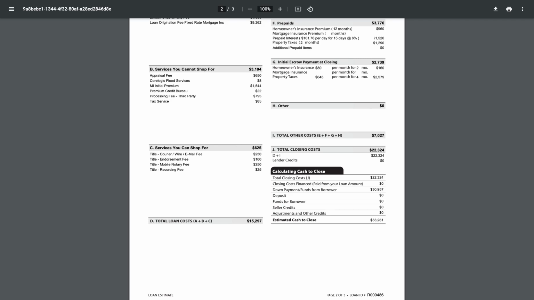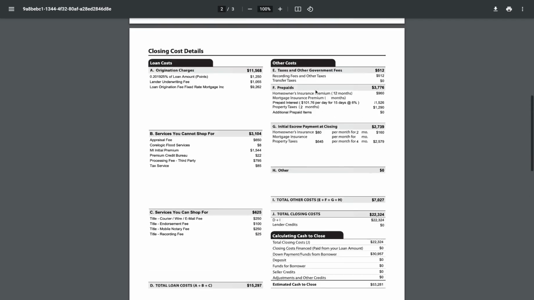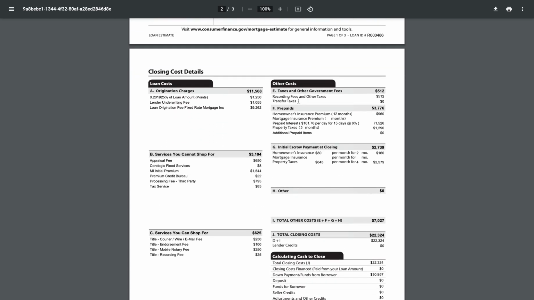And we're going to swing towards the top right over here. So if you go to other costs, you've got some recording fees, which just records the documents that are required to transfer the property into your name. And then you've got the prepaids. So the prepaids, and G, the initial escrow payment at closing, can drastically increase the closing costs of your loan. So you want to take a look at that as well.